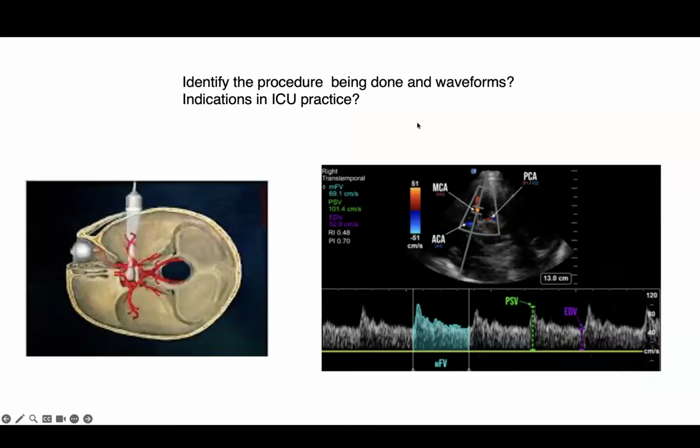So identify the procedure being done. And here there are a few waveforms. Here PSV, EDV and MFV, what do those denote, and what are the indications in ICU practice? Superb. Okay.